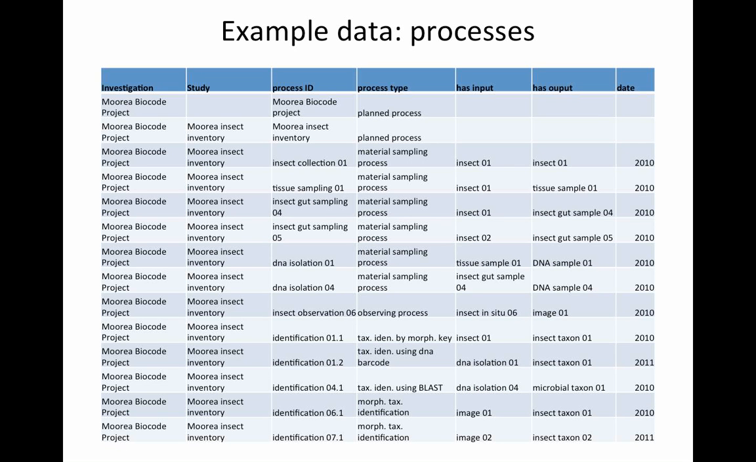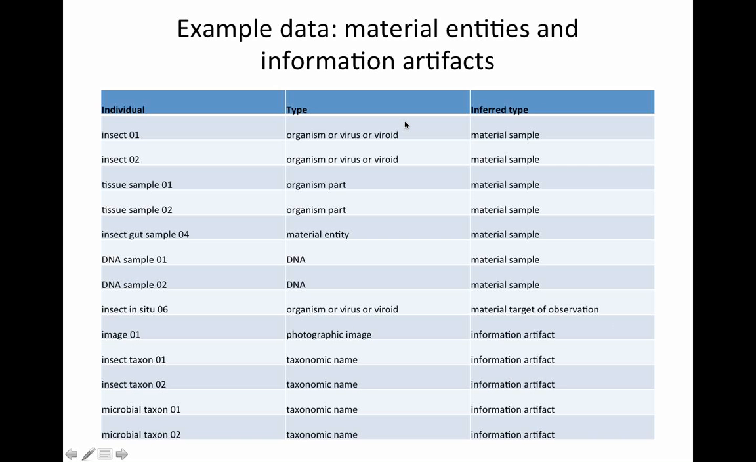So we created a small, medium-sized, I guess I should say, data set of different processes, and here's a selected example of some of the processes. This is not all of them, with their identification numbers, the type of process, that is which class they're an instance of, their inputs and outputs, and some other metadata like the date.